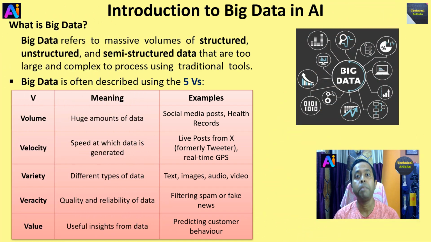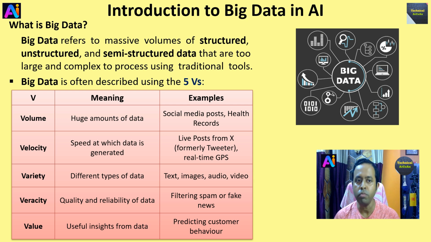Now we introduce big data. Big data plays a crucial role in powering machine learning, deep learning and data science. Okay, the key component of data science is data analysis. There are two types of data analysis: one is descriptive analysis, another is predictive analysis. Predictive analysis is done by machine learning, right? So big data refers to massive volumes of structured, unstructured and semi-structured data that are too large and complex to process using traditional tools. So big data is often described using the 5 V's.